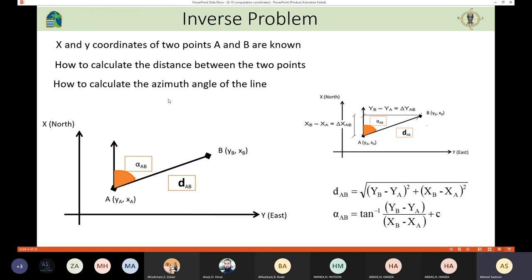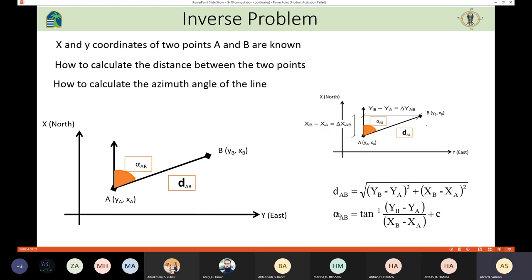Also, it's required to determine the azimuth of that line, this angle here, alpha AB. So also, we are going to use simple trigonometry here. The tan of that angle here, tan of alpha AB, is going to be the opposite over the adjacent. And the opposite is YB minus YA. And the adjacent here is XB minus XA.